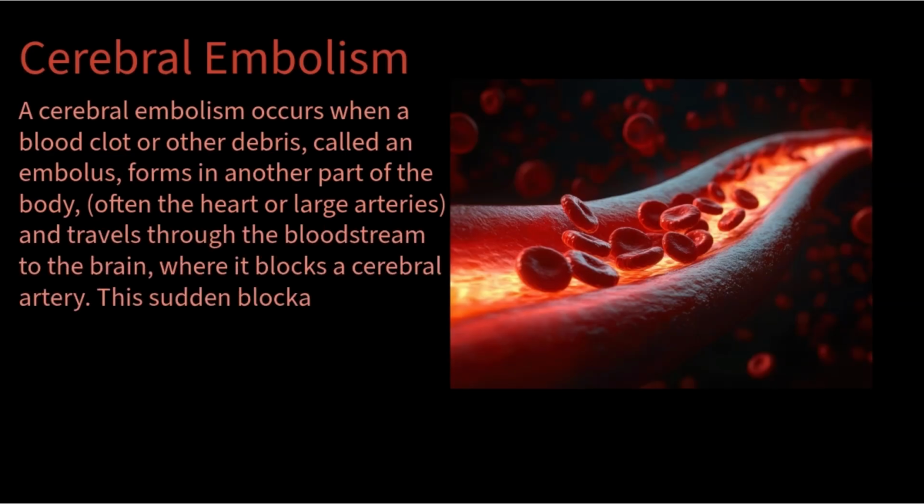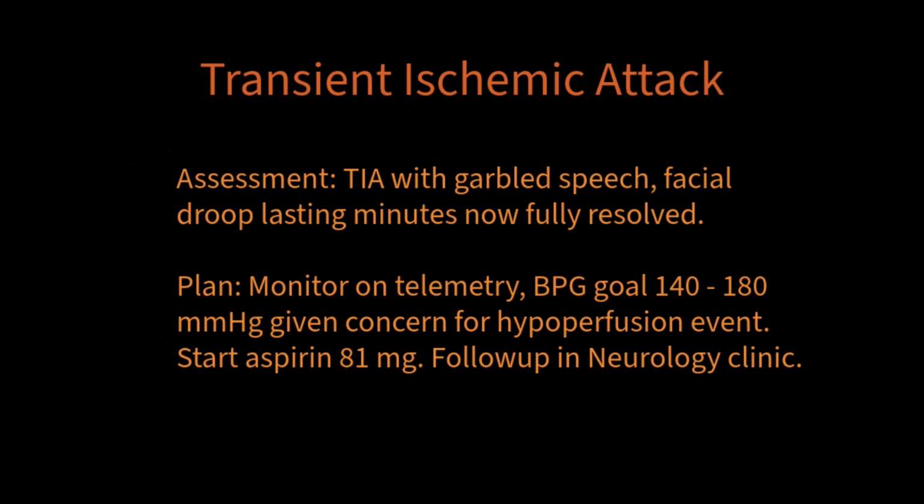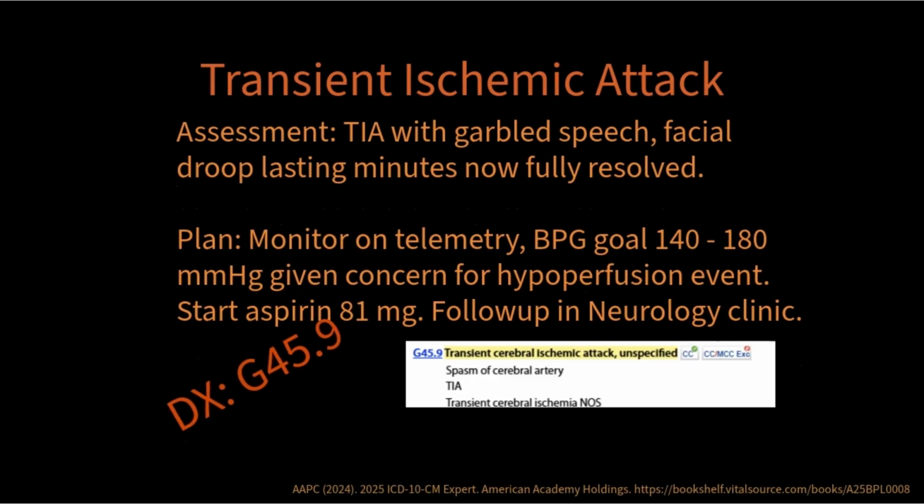So let's take a look at how to code a transient ischemic attack. As you can see here, the patient presented with garbled speech and a facial droop that lasted only a few minutes and then resolved. The provider assessed the patient and diagnosed them with a TIA, transient ischemic attack. We would assign G45.9 for transient cerebral ischemic attack unspecified, as illustrated here.